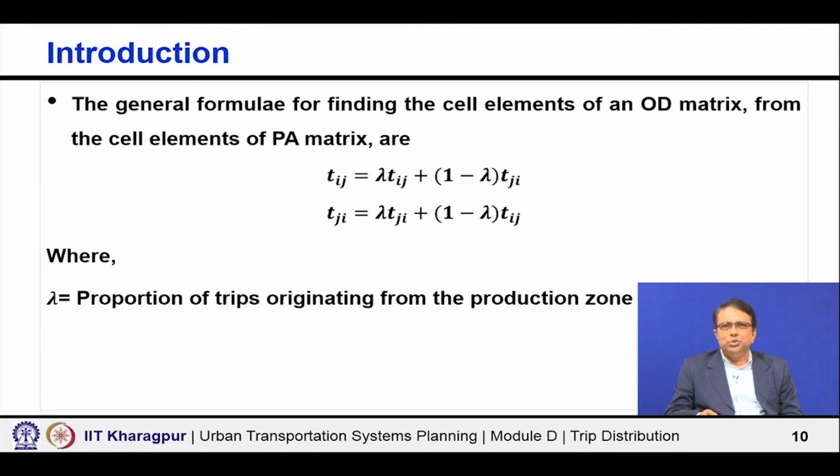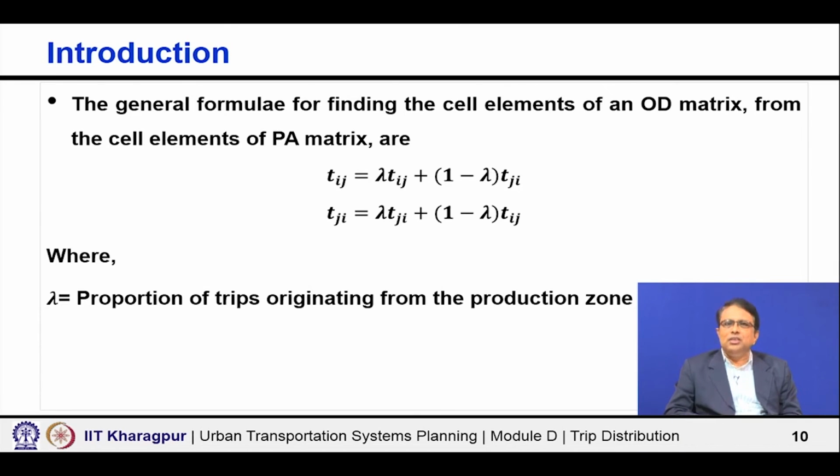Now, from i to j, then how much will happen? 1 minus lambda, lambda is the proportion which can take a value between 0 and 1. So, 1 minus lambda into Tji. So, if you add both these components, then you can get the directional travel in the OD matrix Tij element, that is the number of trips happening from i to j.